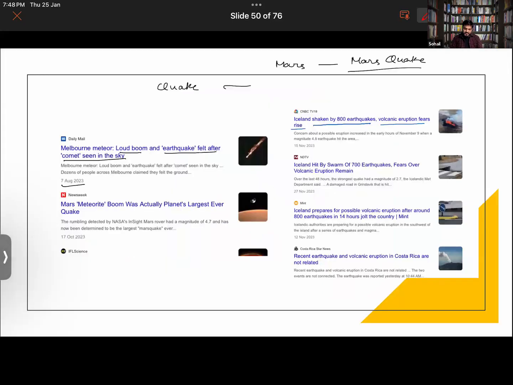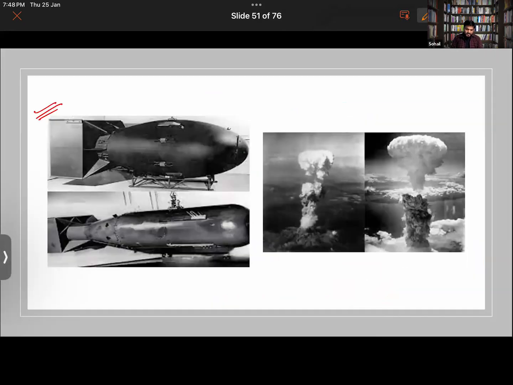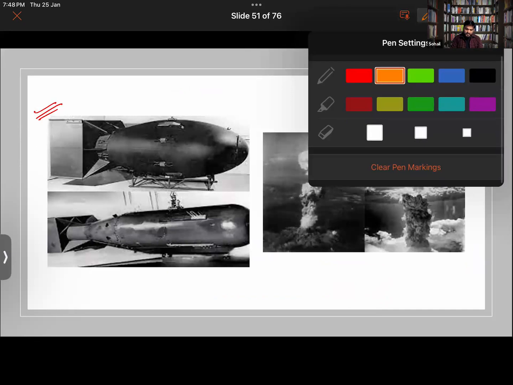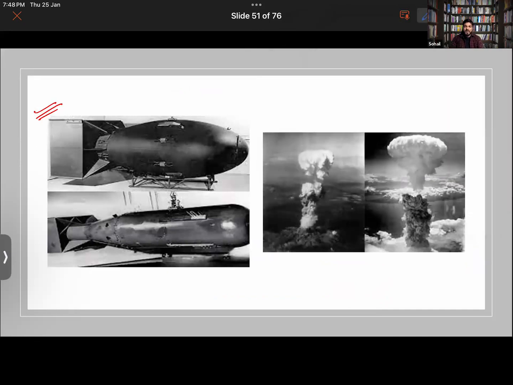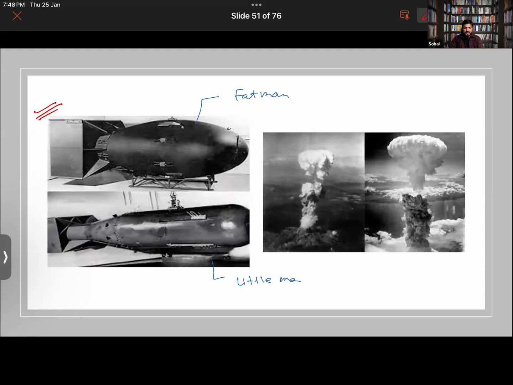Now, types of earthquakes. Here the causes of earthquakes can be the following, which we have already discussed. I showed you some news outlets also. By the way, these were the two bombs that were dropped on Hiroshima and Nagasaki: Fat Man and Little Man. The first one that you see over here is the Fat Man, and this is the Little Man. They were dropped on Hiroshima and Nagasaki, right?